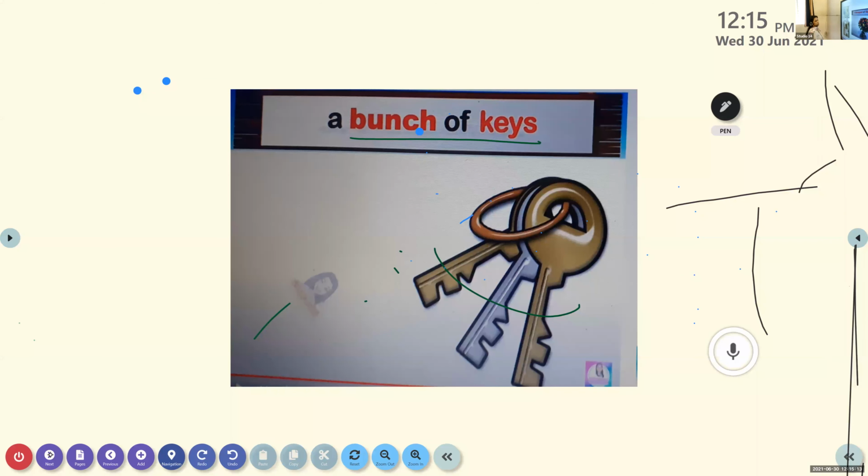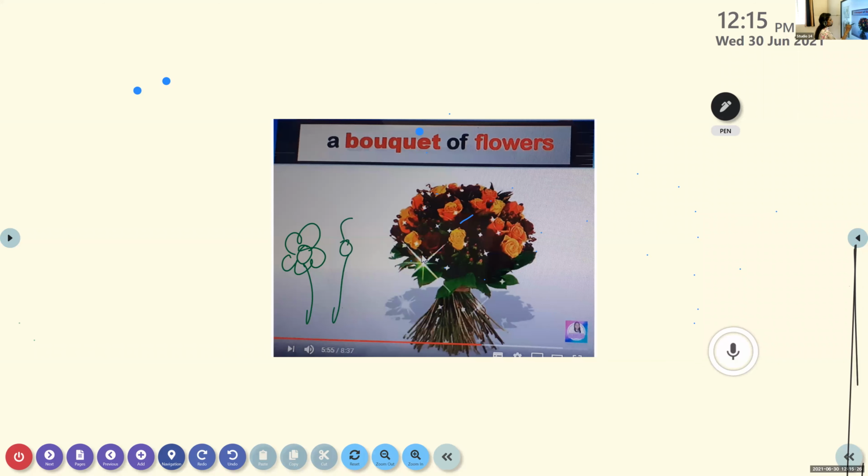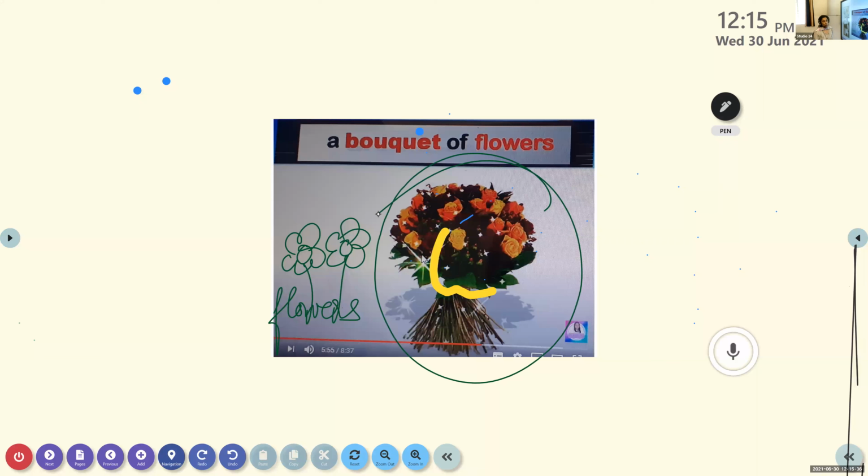Yes. Now let's move on to the next picture. Have you seen these? What is this? It is called a bouquet of flowers. If it is one, we call it a flower. If it is two, we call it flowers. The plural form of flower is flowers. But when it comes to a bunch as one whole, we call it a bouquet of flowers. The name is changed.